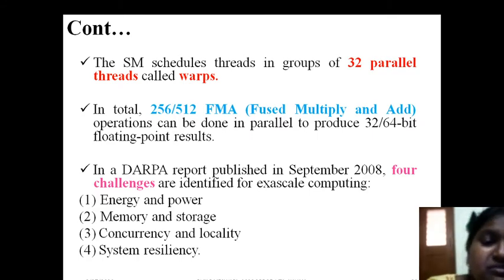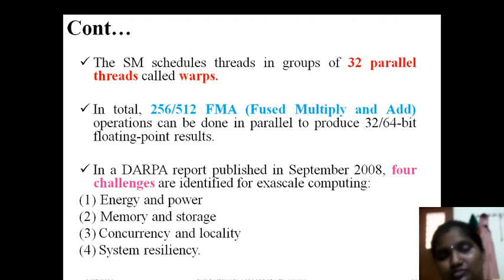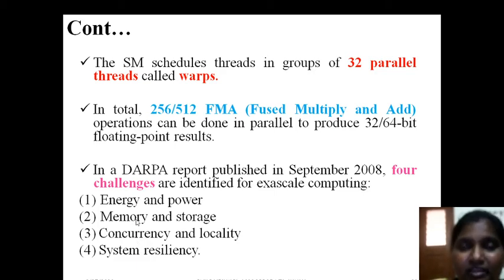Finally, the system resiliency and maintenance. How much time do you require to maintain perfectly? What is the refreshing rate, either in one day or a couple of days, week, fortnight or month? So these are the issues we have to consider when I'm going to use the biggest GPUs. What are those? Energy and power supply, memory and storage, concurrency and locality, and finally system resiliency.